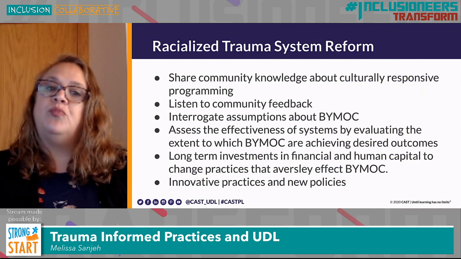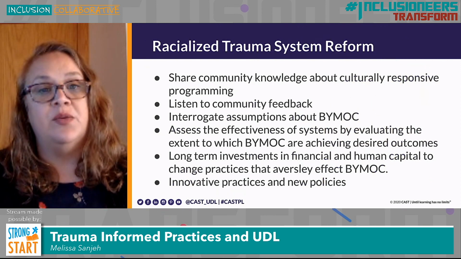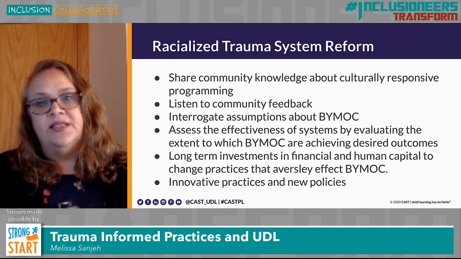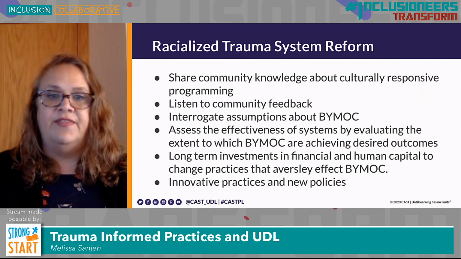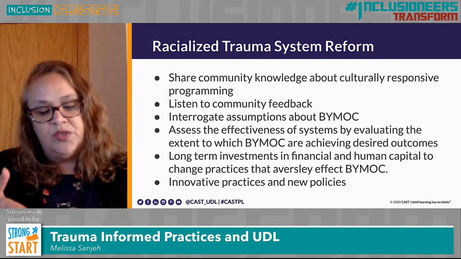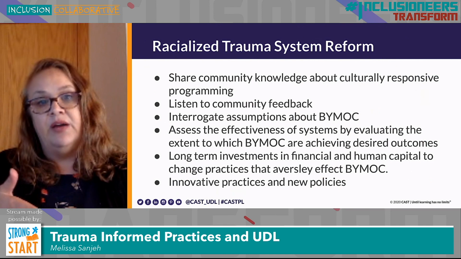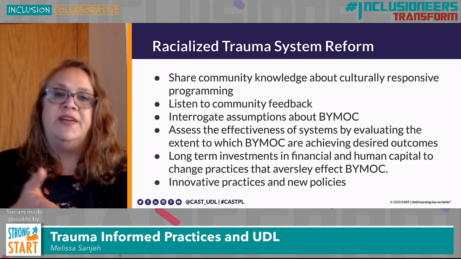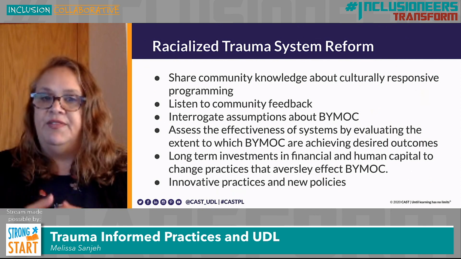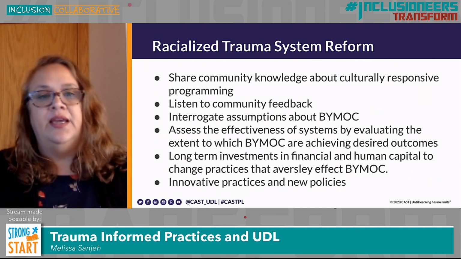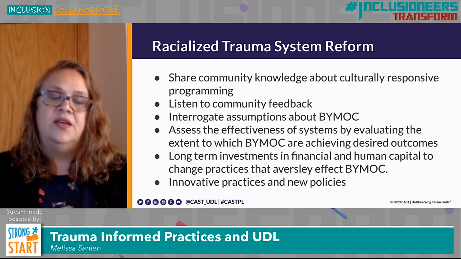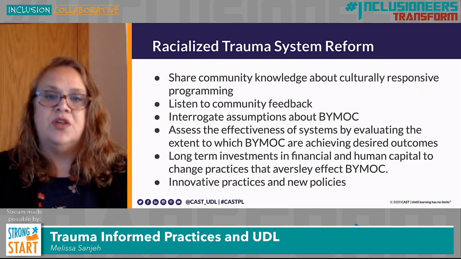In addition, in terms of system reforms, things that we can do are share community knowledge about culturally responsive programming, listen to community feedback, interrogate the assumptions we have about boys and young men of color, and assess the effectiveness of these systems by evaluating to what extent they're achieving desired outcomes. The outcomes are the most important. If students of color are not achieving outcomes, let's look at that environment, investigate that system and the barriers in the environment so that we can create an environment in which those students can thrive. We also need long-term investments in financial and human capital, changes to practices that adversely affect boys and young men of color, and innovative practices and new policies so that we can take down some of these systems that are causing this racialized trauma.